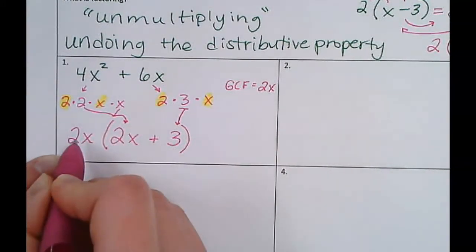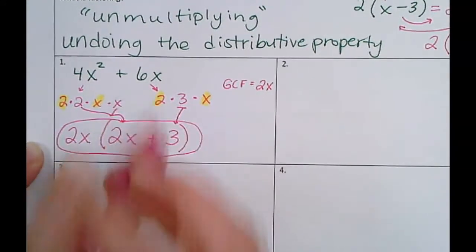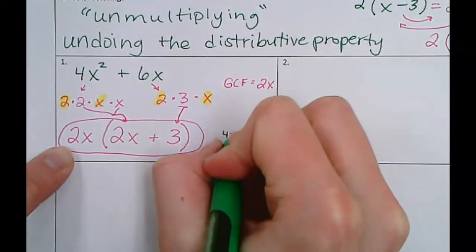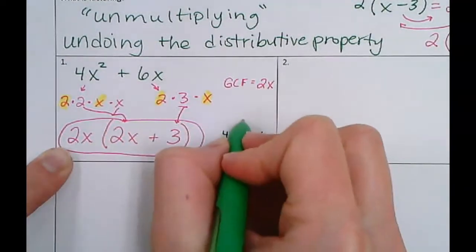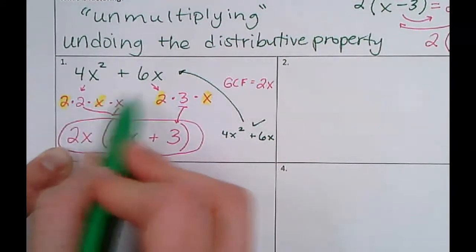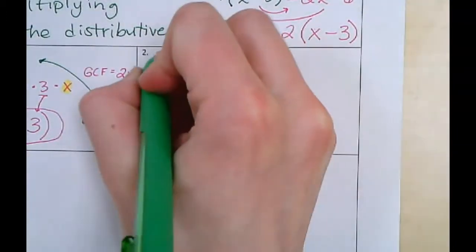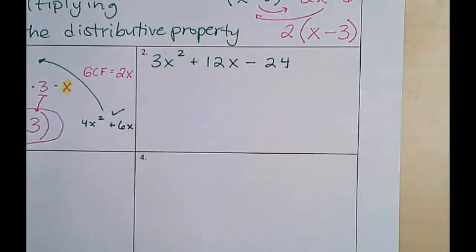I have taken out the largest amounts from both terms and undistributed. This is now my solution. And you can check your work by re-multiplying. 2x times 2x is 4x squared. 2x times 3 is positive 6x. This multiplication needs to check back to the original problem. So that's using prime factorization. Number 2, 3x squared plus 12x minus 24. Pause the video and use prime factorization to find the factors of this problem.